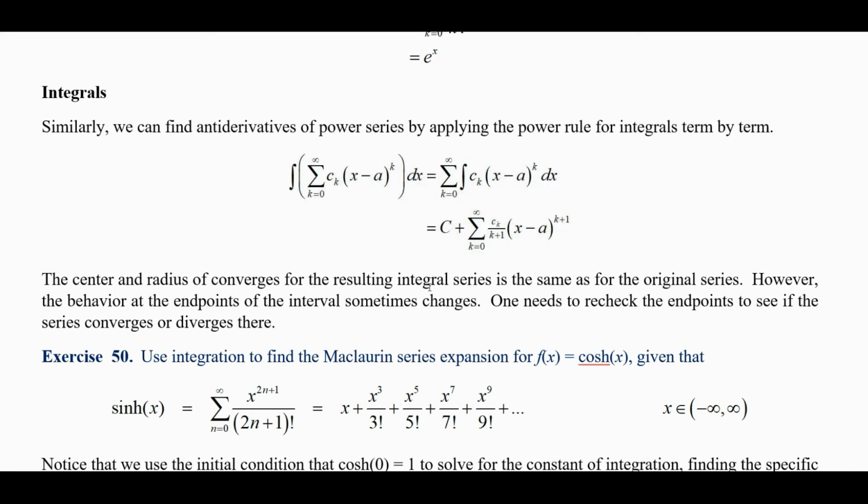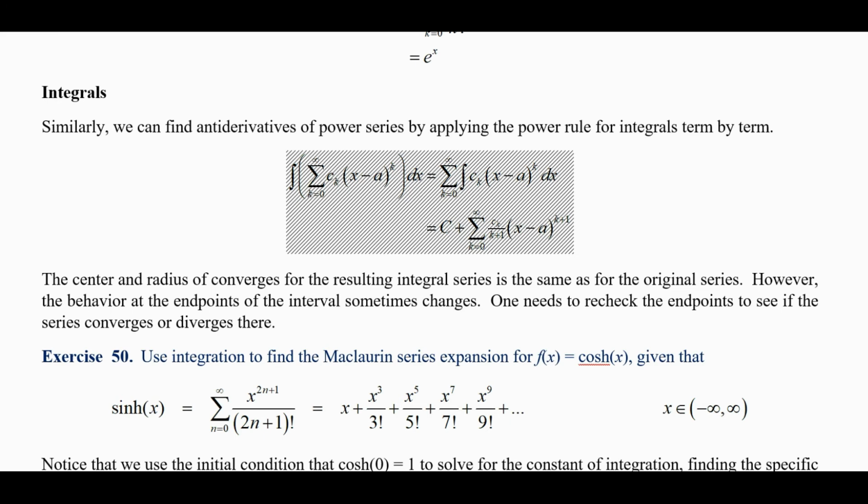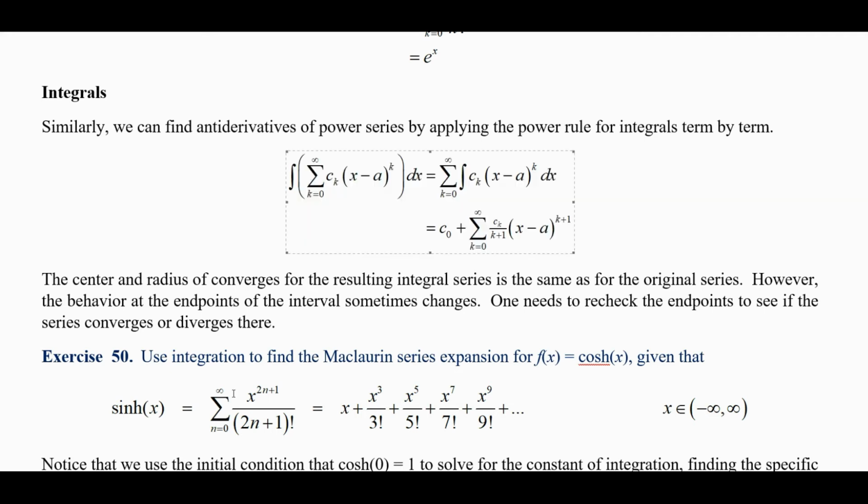We'll have a constant term show up as well, because notice now this is going to start out with a first power term, but there is a constant term there, to get the entire family of antiderivatives. In fact, instead of that plus c, I'm going to go ahead and write that as c sub 0, but it is our plus c from our integration. Okay. And the center and radius for convergence for the resulting integral series is the same as for the original series, but once again, you have to check the endpoints to see if it converges there.